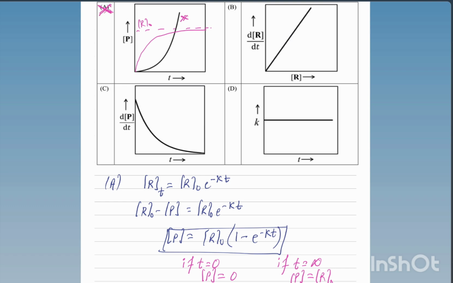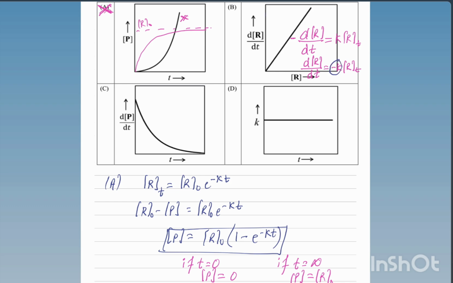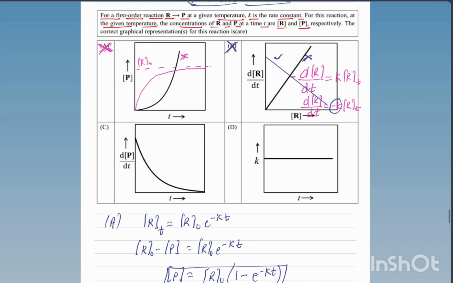Now for option B, we have minus dR by dt equals k times concentration of reactant at time t. So we have to draw the graph between minus dR by dt and R_t. If you relate it with the straight line equation, you can see that it is a straight line with a positive slope k. So the graph should be like this. It starts from here and decreases like this. So this should be the correct graph, not this. That's why this option is also wrong, because its slope is minus k.